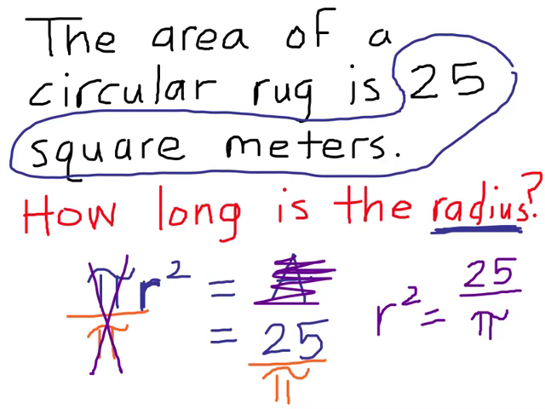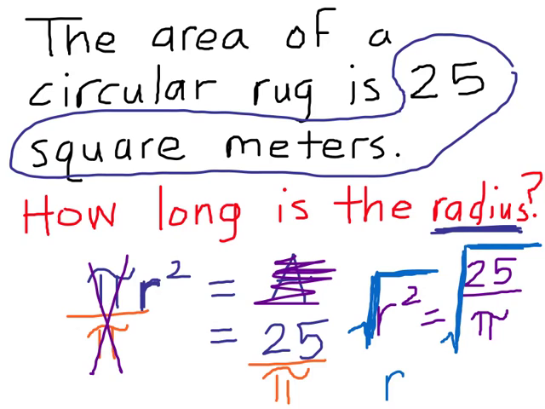Okay, we're not done yet. We want to get r by itself, so we're going to have to square root r squared to get r alone. To undo the square, you have to square root it. So now r is by itself. Now when you square root the left-hand side here, you must square root the entire right-hand side.